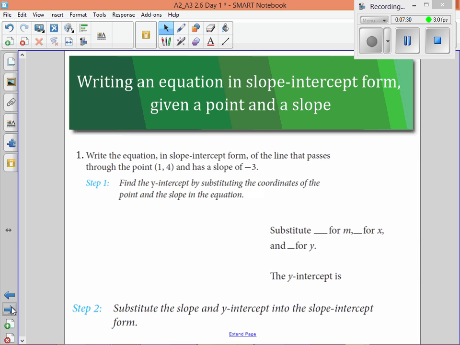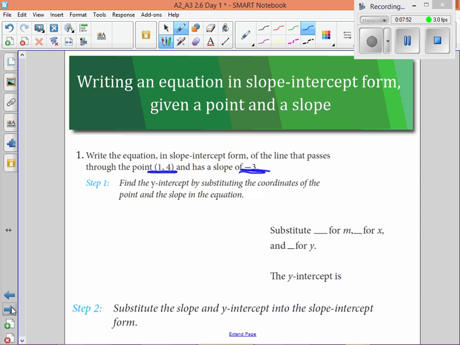Okay, writing an equation in slope-intercept form given a point and a slope. This is sort of the most challenging work so far that we'll deal with. So I'm given a point and I'm given a slope. I'm writing the equation in slope-intercept form of a line that passes through (1, 4) and has a slope of negative 3. All right, so let's deal with this step by step.